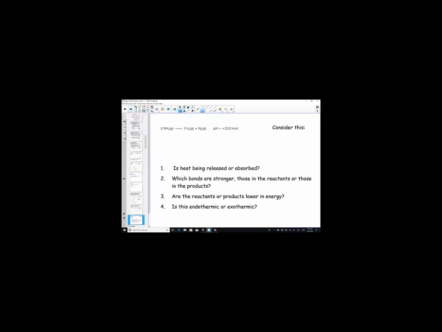Let's consider this. When two molecules of ammonia, NH3, decompose, this is a decomposition problem, it decomposes to form 3 molecules of hydrogen and 1 molecule of nitrogen. To do so, the delta H is included as 22 kcals per mole, and notice its sign is positive. This is a thermochemical equation. It's a balanced chemical equation that includes the delta H information.